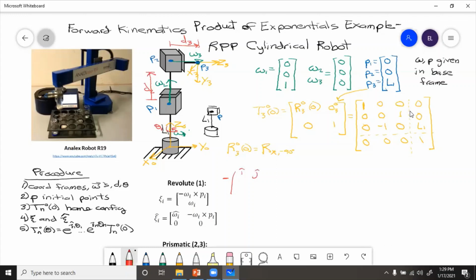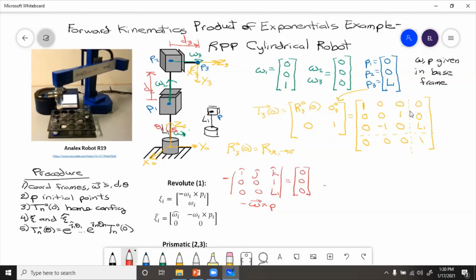I, J, K. Omega is 0, 0, 1. And then P1 is 0, 0, L1. Well, this cross product just comes out to be 0 because when you have K cross K, you end up with 0. So that is 0, 0, 0. And then just has omega in the bottom. So that will be 0, 0, 1.